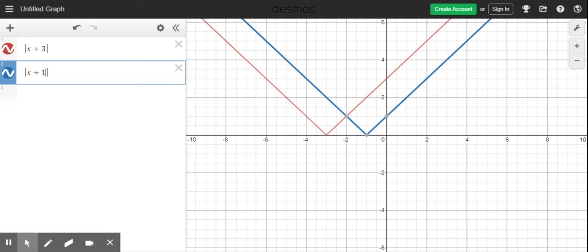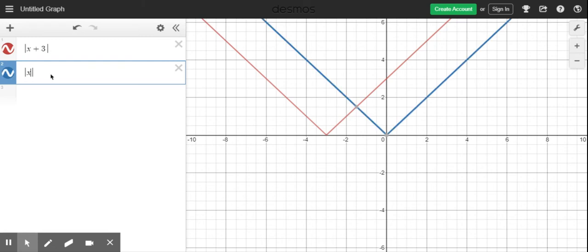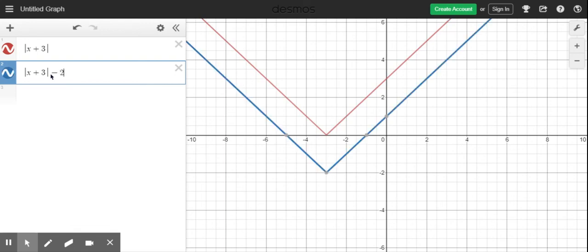Well, what happens if instead of subtracting 2 directly from the x, I decide to subtract 2 on the outside? So I still have x plus 3, and I decided to subtract 2 at the end of the function. So if I compare the two, what just happened was I caused this function to move down vertically, which is similar to what we expected to see before. So if I compare these two functions, I'm going to notice that my blue function, or my new function, is just a shift downward of 2.